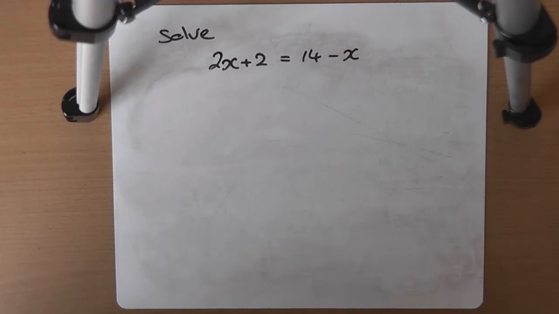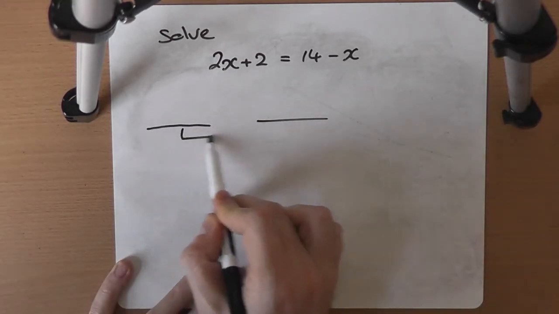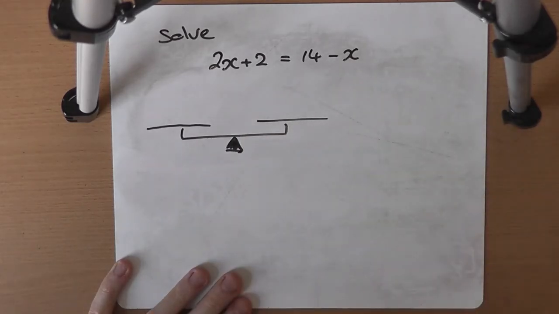Solve 2x plus 2 equals 14 minus x. So once again we've got this setup where we're going to have to draw some scales. So we can muck about with this question until we've got it into something that we can use a function machine for. So we're going to set up our scales. First of all, blank scales as always, with the nice balance in between.